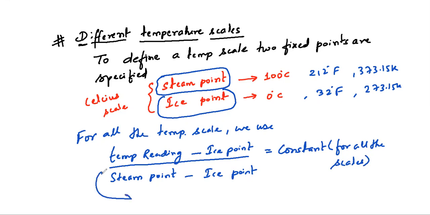So what is this called? This is called as thermometric scale identity. All right. Okay. So please note down till this point.